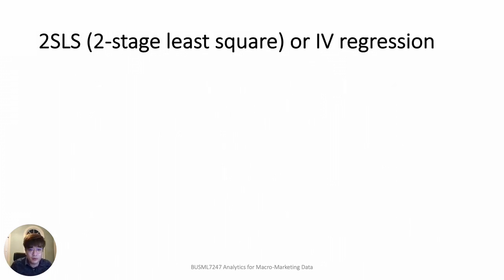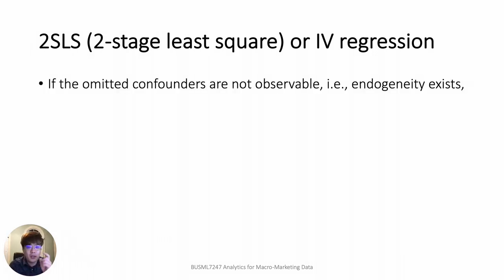If we have a proper instrument of the endogenous variable, we can get an unbiased estimate of the effect of the endogenous variable through the two-stage least squares method or instrumental variables regression. If the omitted confounders are not observable, that is, endogeneity exists, the regression is generally written as follows.